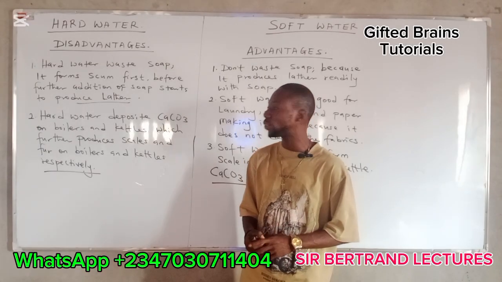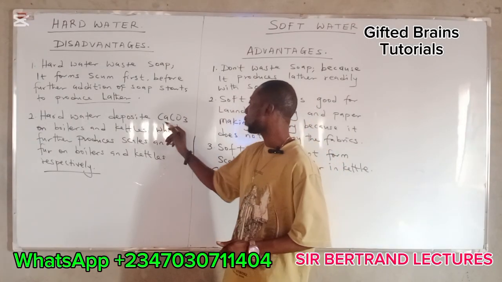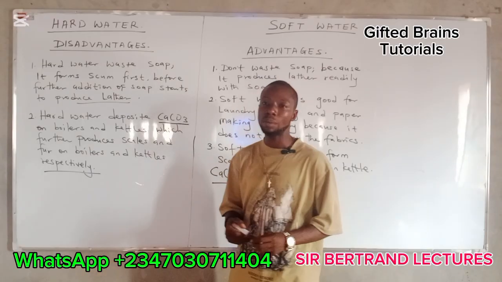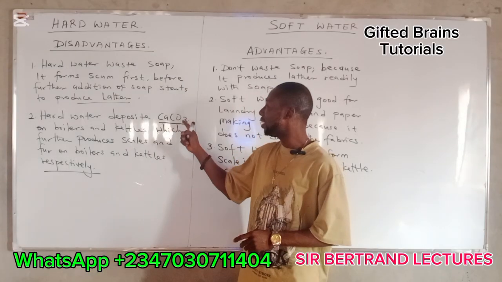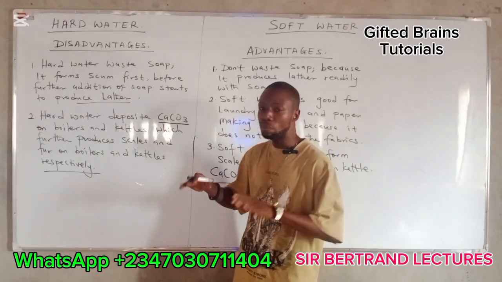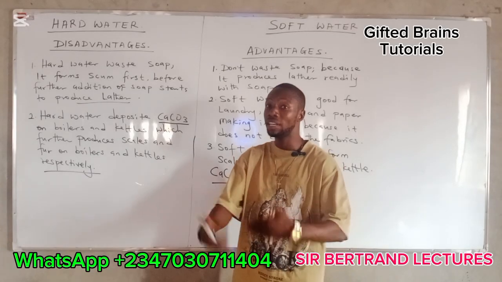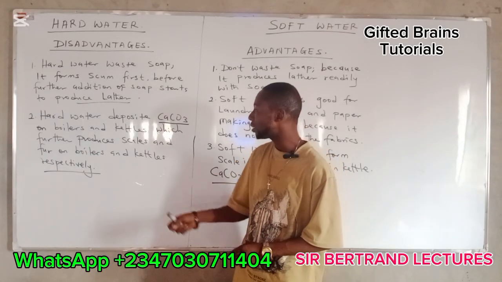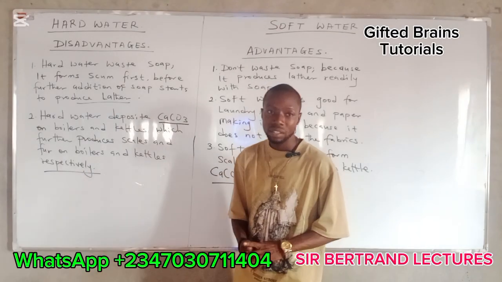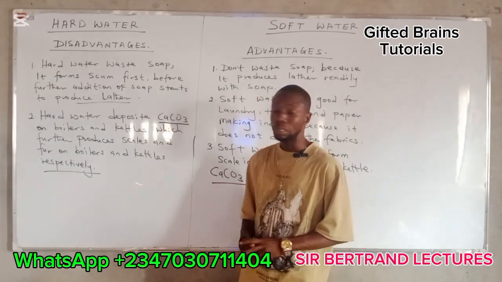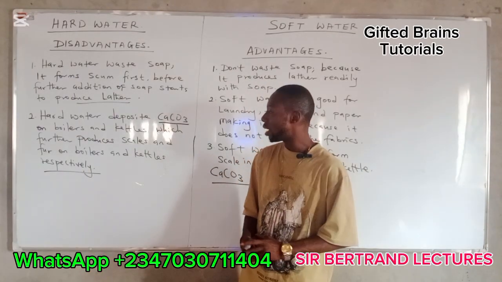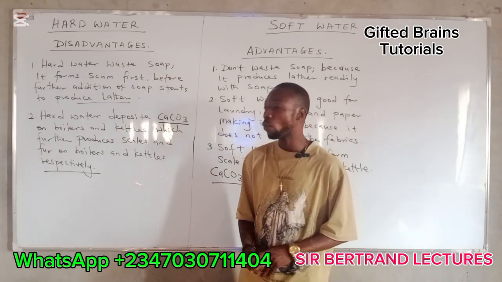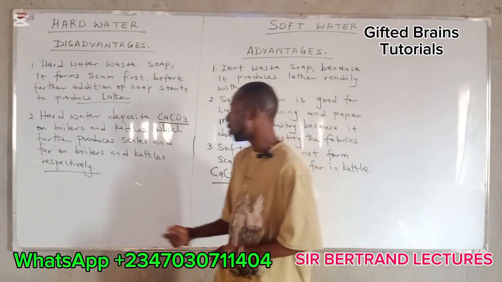Because of the presence of these salts, calcium trioxocarbonate, it is deposited on the boilers and kettles as we are boiling or making use of boilers and the kettles. Then that will later decompose or deposit on the boilers and kettles and start making fur and scales.